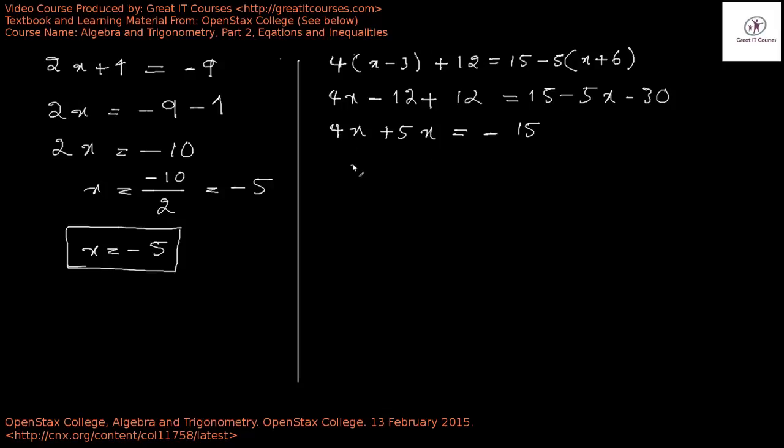Now 9x is equal to minus 15, and x is equal to minus 15 divided by 9. Now you can divide the numerator by 3 and the denominator by 3. This divided by 3 would be 5. This divided by 3 is equal to 3, so this is basically equal to minus 5 by 3.